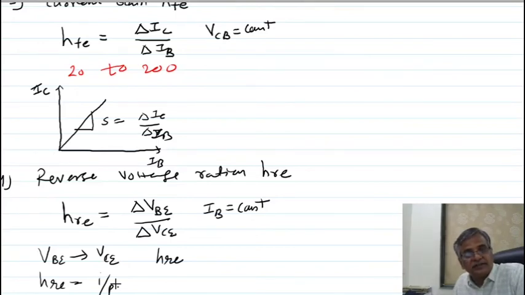hie has a unit of ohm, hoe has a unit of mho, hfe is unitless, and hre is also unitless. This is very useful to analyze the amplifier circuit.